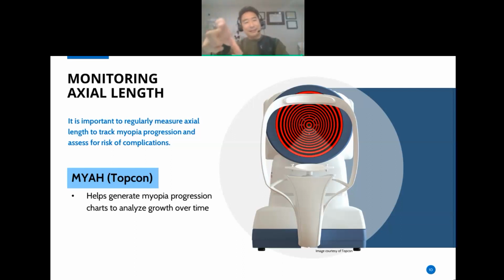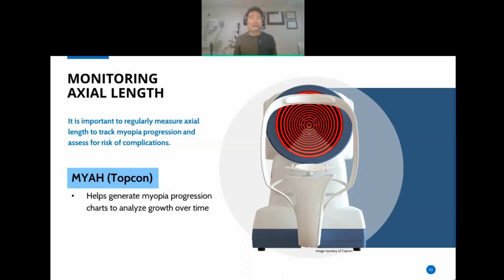Right now, when I got the machine, Myah was the best machine. You might hear from Haag-Streit, they have one called Myopia, and they also have the Lenstar. They also have one from Oculus, the Ocular Master, and they also have one from Nidek.